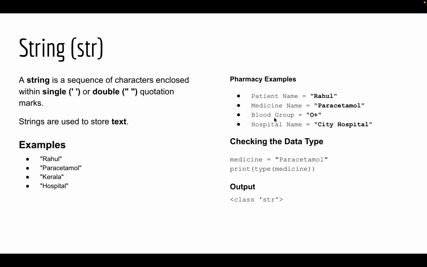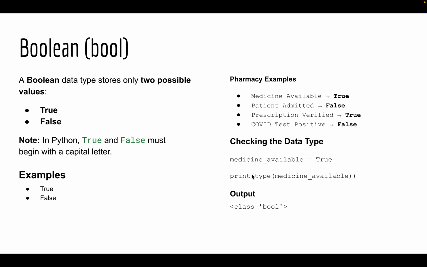Boolean is the data type which stores only two possible values. It's like yes or no. Here it is True or False. In Python, the T in True will be in caps and the F in False must also begin with a capital. Boolean only has two values, True or False. In pharmacy, we can use it like whether this medicine is available in the pharmacy. Yes, if it's a yes, it's True. Whether the patient is admitted, no, the patient is not, so it's False. In the same way, we can check what data type it is by using the type function. Output will be bool.